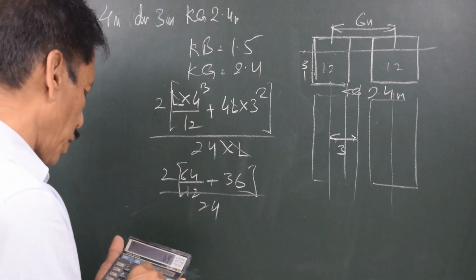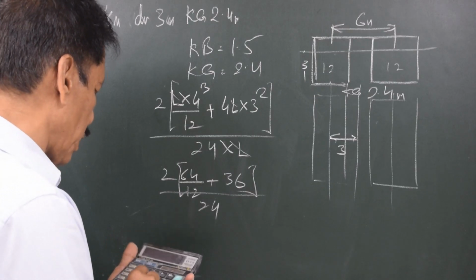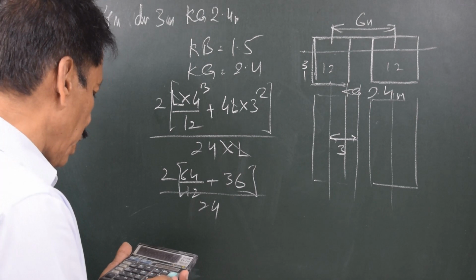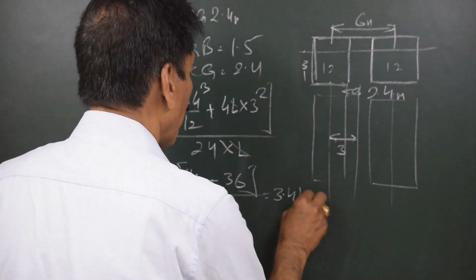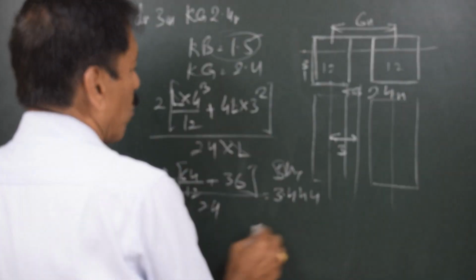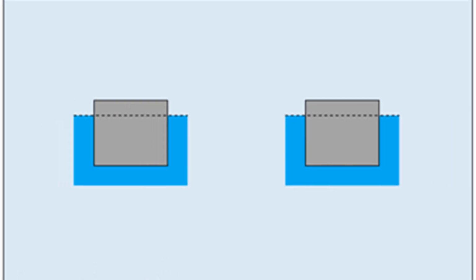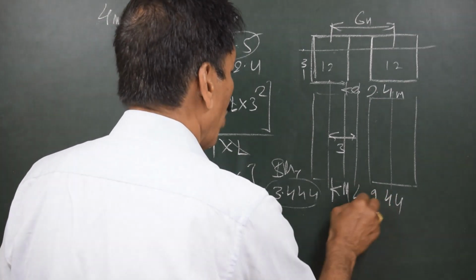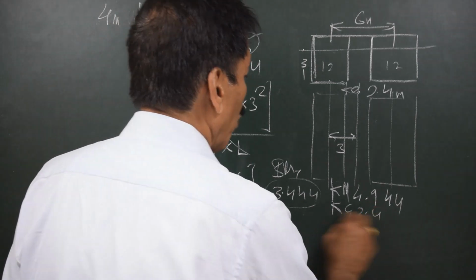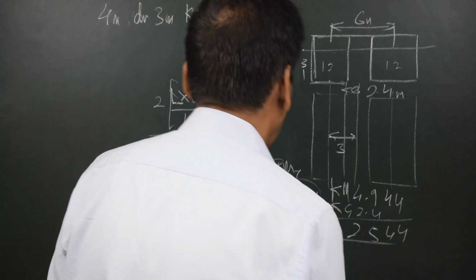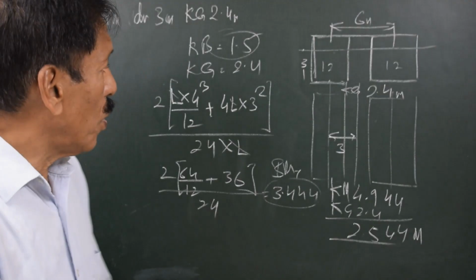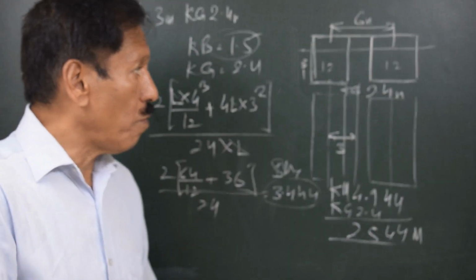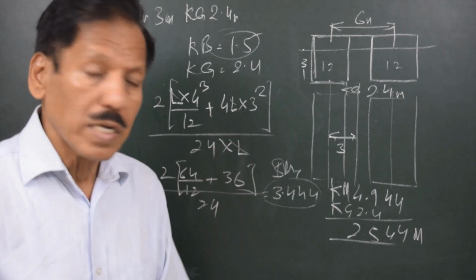So 64 divided by 12 plus 36, into 2, divided by 24, gives me 3.444. This is the BM transverse. So KB is 1.5, BM transverse is 3.444 meters, which means that the KM would be 3.444 plus 1.5, that is 4.944, minus KG, that is 2.4, gives 2.544 meters as the GM of the combination. So you've seen that the single hull, that means the single pontoon, had a negative GM which became positive when we use the same box, same pontoon in combination to make a catamaran. So this is the principle of catamaran.